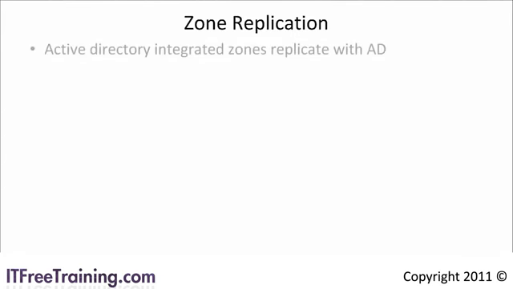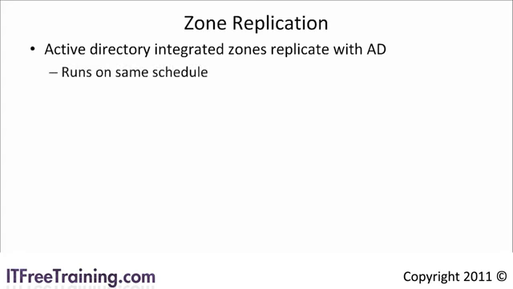If you use Active Directory integrated zones, the replication will happen with the Active Directory replication because it is stored in Active Directory. In other words, it uses the same schedule as Active Directory. Keep this in mind because if you decide to replicate your Active Directory database outside business hours, your DNS data will also be replicated outside business hours. Also, if for any reason the Active Directory replication fails, so will your DNS zone replication.